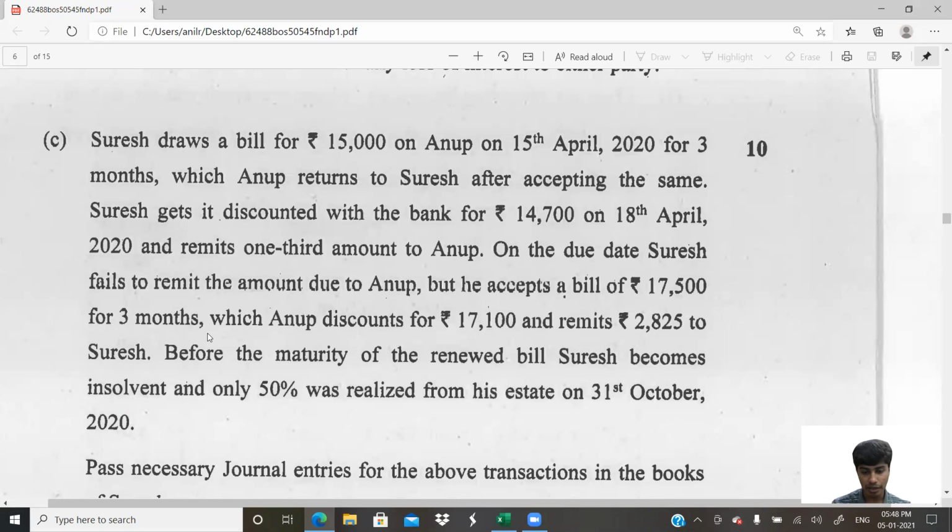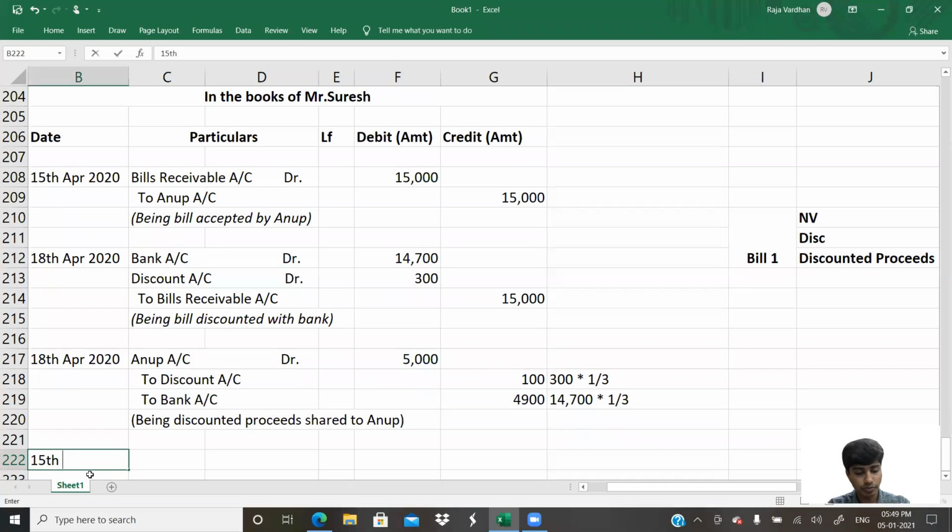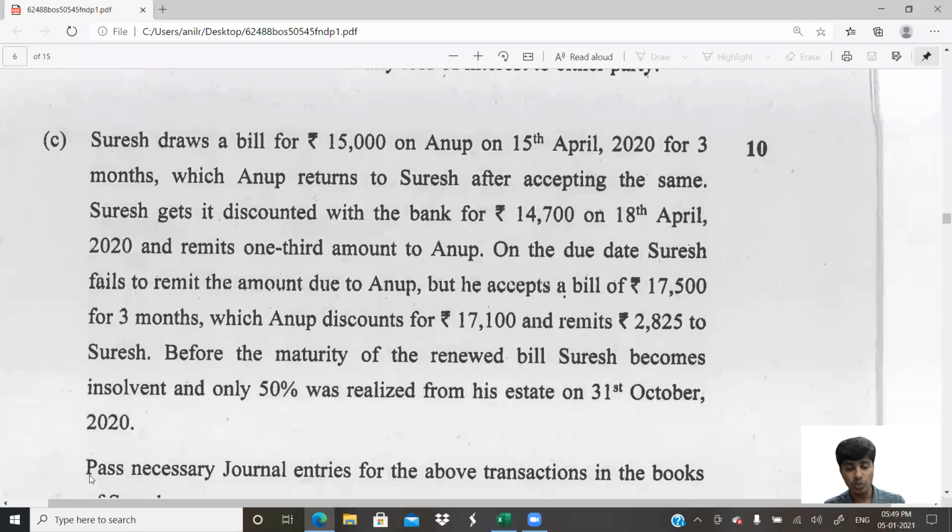So what date is this happening? This is happening on the due date. What is the due date? 15th of April, say 3 months. April, May, June, July. 15th of July is what I can date. However, if they had given a specific date in the question, I would have taken it. Sir, can I take 18th July? Yeah, you can take 18th July. Why? 3 grace days, maturity days. It wouldn't matter much.